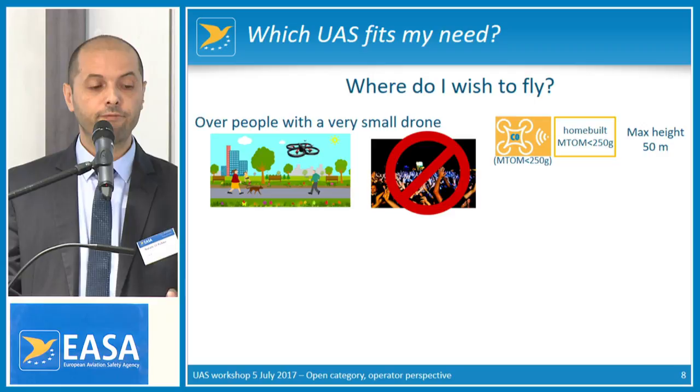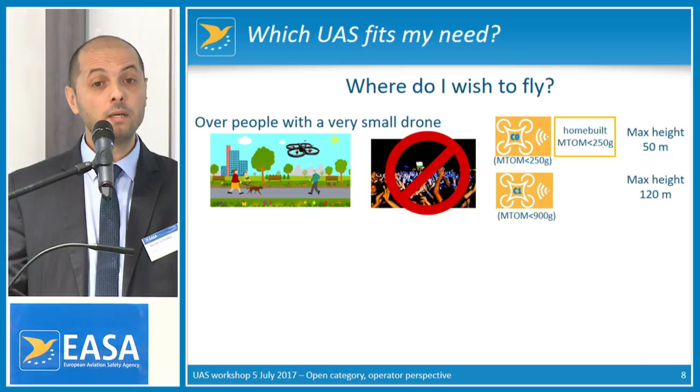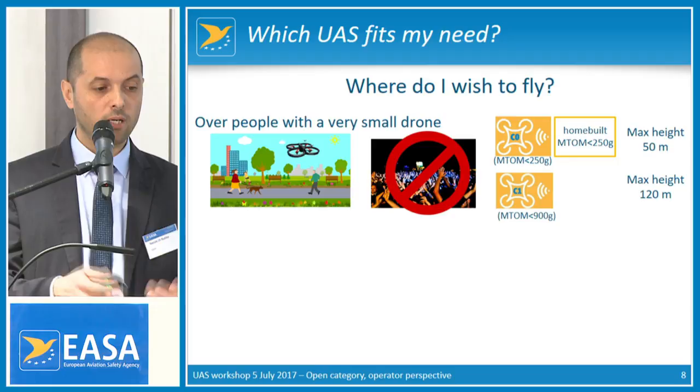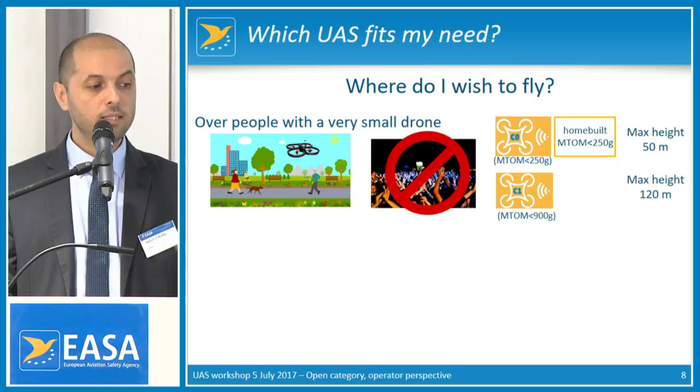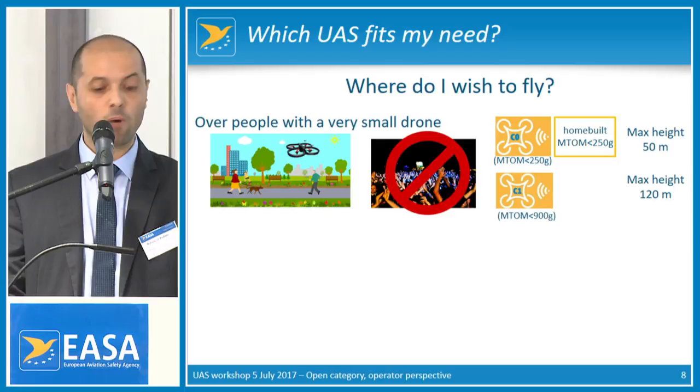Or I have the possibility to buy a bigger drone, the C1, that is up to 900 grams. For this one, you will see that we have some additional technical requirements that will mitigate the risk, but it can still be operated over people. And in this case, the maximum altitude is 120 meters.